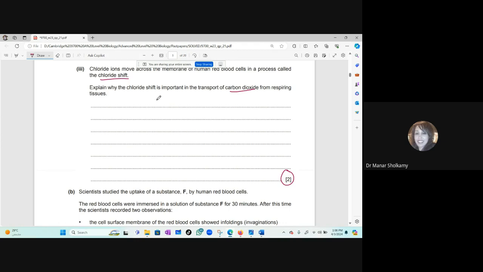Do you remember this? We took it in transport in animals: the carbon dioxide plus the water will give me carbonic acid, and this carbonic acid will dissociate into what? Hydrogen ions and hydrogen carbonate ions. What is the fate of the hydrogen ions and the hydrogen carbonate ions? How many times did we say that?